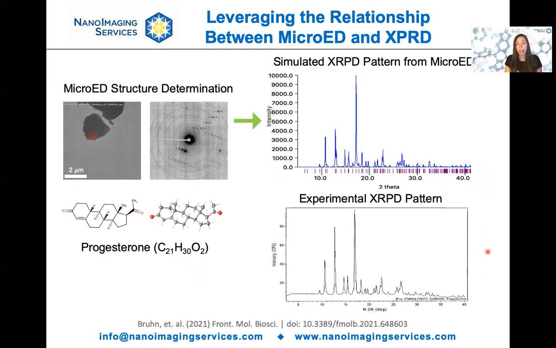And this is just a really valuable tool for chemists who are in the lab trying to figure out if they have what they think they have. They can always compare an experimentally measured pattern with what they would expect based on a microED structure. And this is just a really valuable tool that a lot of our clients have enjoyed using.